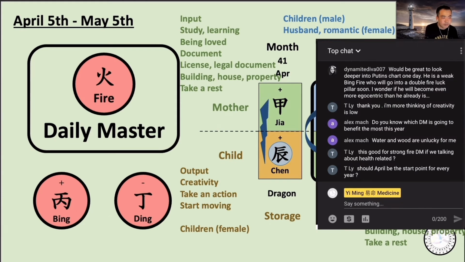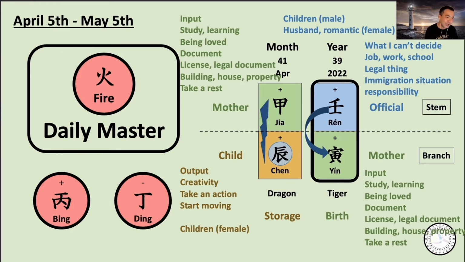Should April be the start point for every year? Not for every year. I said this year should start from April because it is a wood year. Every year starts with wood energy in spring. February and March are always wood, but the yearly energy is different. It could be wood, fire, metal, or water. But this year, wood plus wood is so strong wood that earth should be damaged and metal could be damaged. So in April, the fire starts moving, starts taking action, starts being more flexible, more wise, actually.